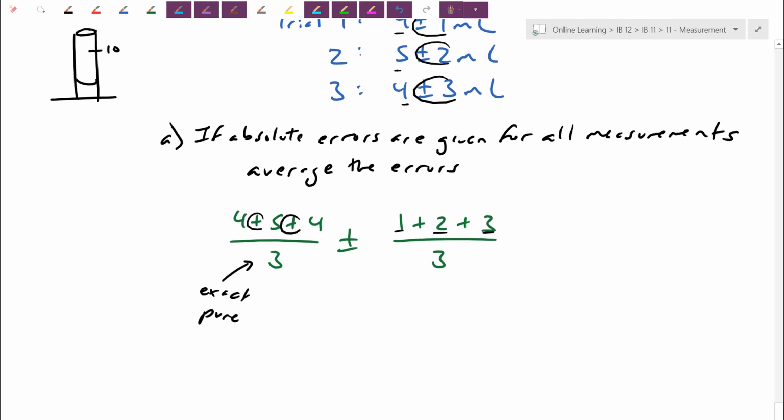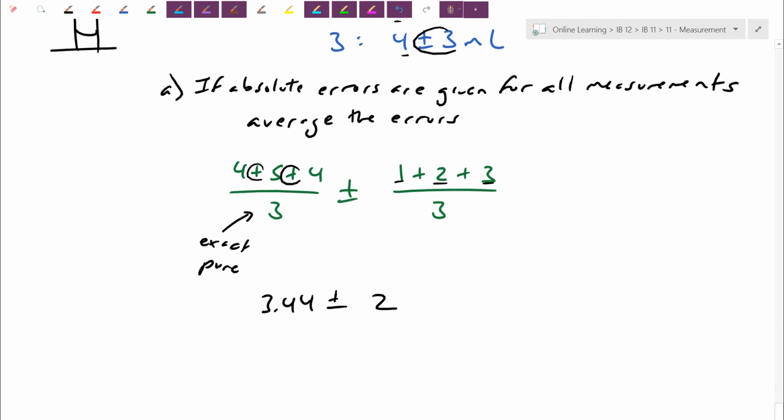So 4 plus 5 plus 4 divided by 3, I get 10.33 divided by 3, sorry, 3.44. Plus or minus, this average here would be 2. Based on my sig fig rules here, unfortunately my measurements were only 1 sig fig. I'm only allowed to keep that one position. And if I check the error's position in the ones position as well, I would then write out my final answer. On average then, you said 3 plus or minus 2 milliliters.